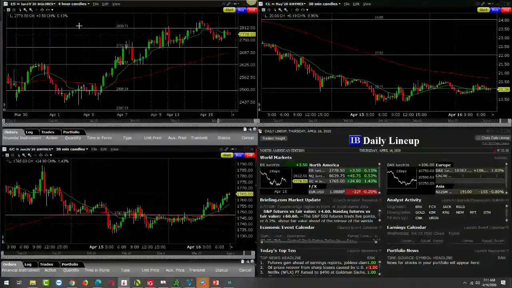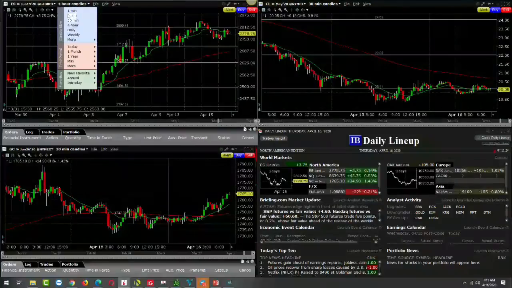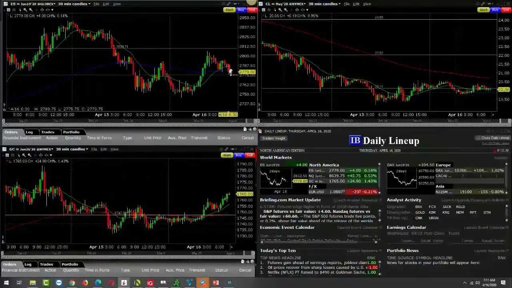So I first look at the 4-hour, and here on the E-mini, we can see the 4-hour bias is long. Then I'll look to see if that's confirmed in the 30-minute. And over here on the 30-minute, we have a long bias as well. So both of these are in agreement. That's telling me that what I would want to do in this case is look for potential buying opportunities.